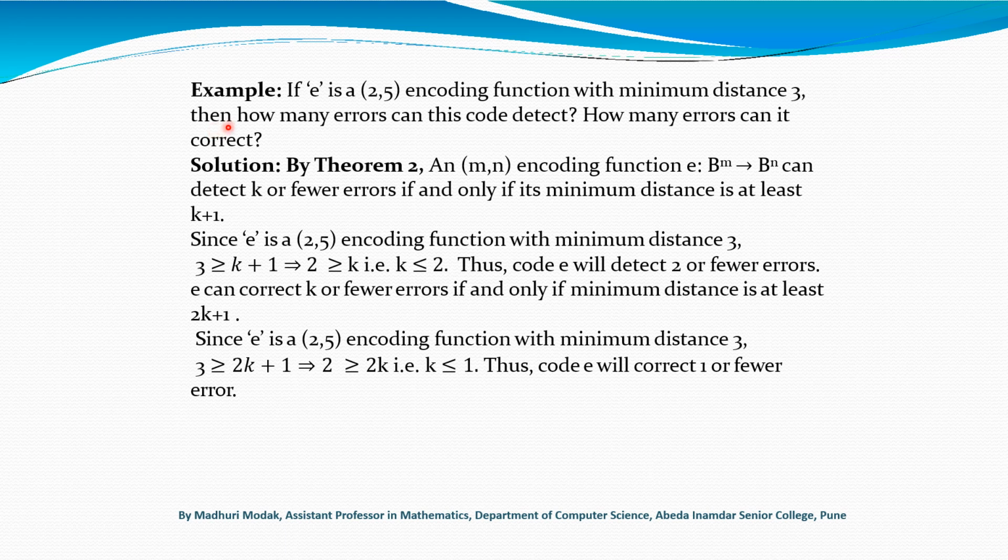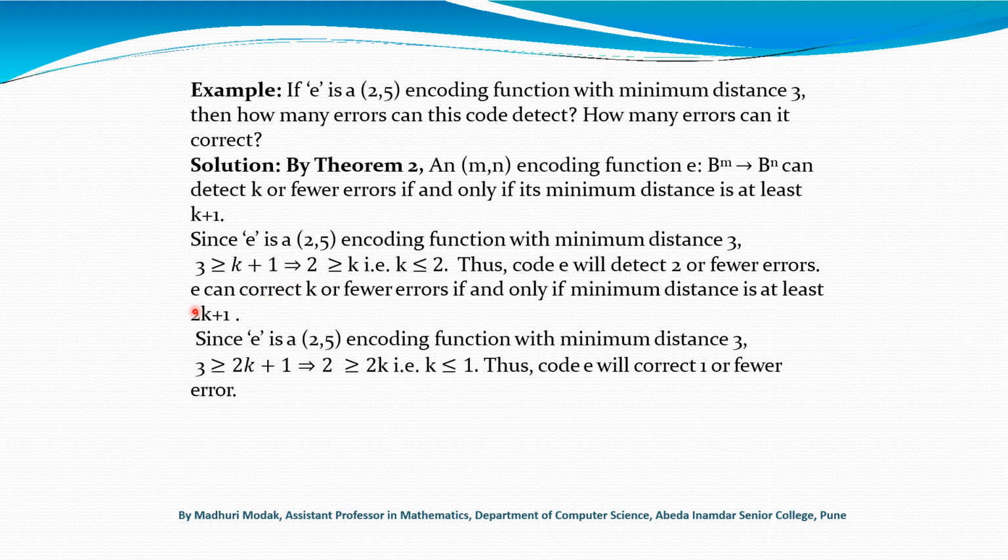Now see the example. If E is a 2,5 encoding function with minimum distance 3, then how many errors can this code detect? How many errors can it correct? Now here we will use the result we have just seen. An m-n encoding function E from Bm to Bn can detect k or fewer errors if and only if its minimum distance is at least k plus 1. Now here the minimum distance is given as 3. So 3 is greater than or equal to k plus 1, which means k plus 1 is less than or equal to 3, so k is less than or equal to 2. Thus code E will detect 2 or fewer errors.